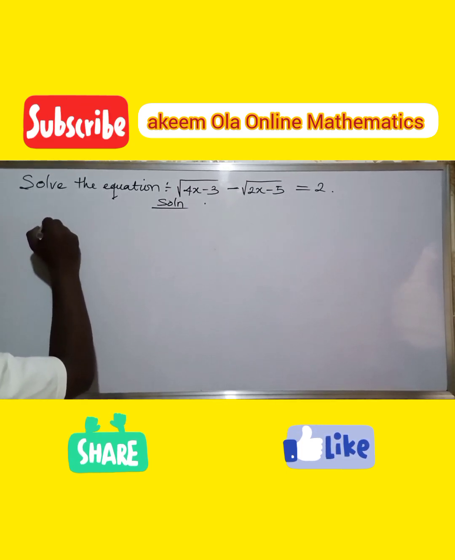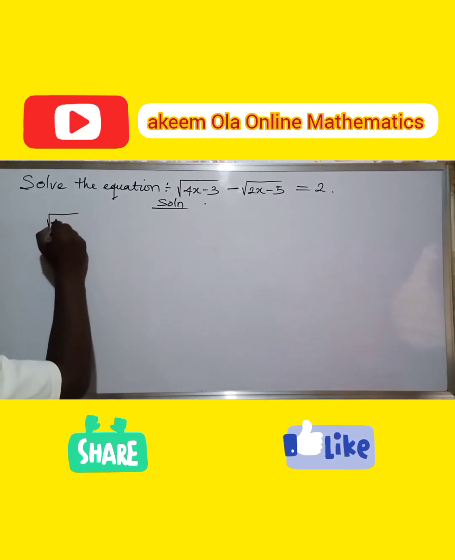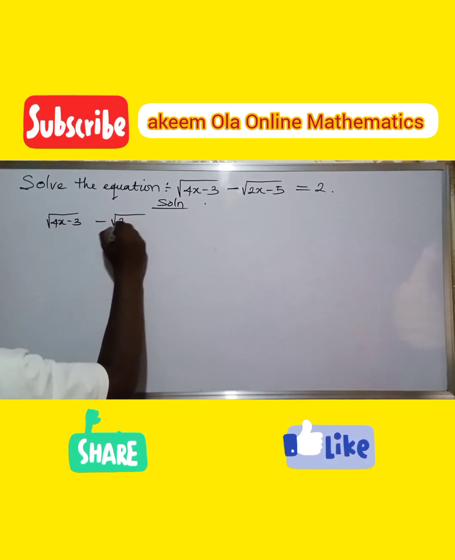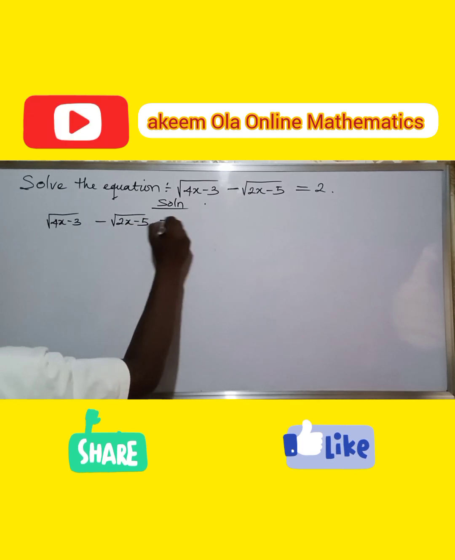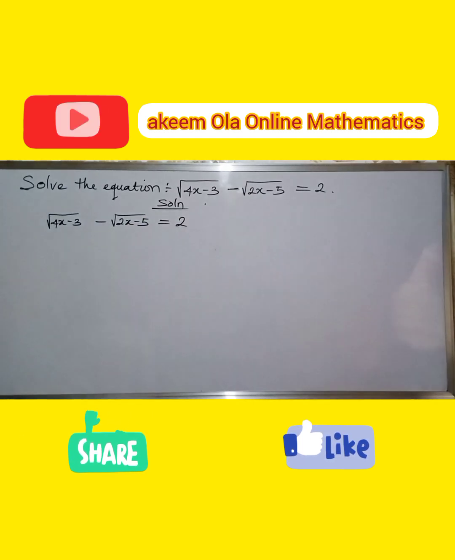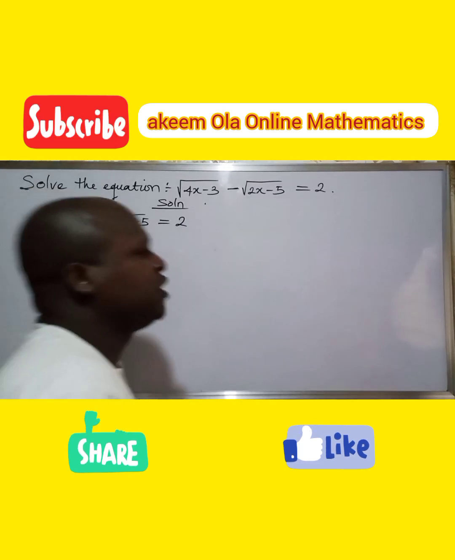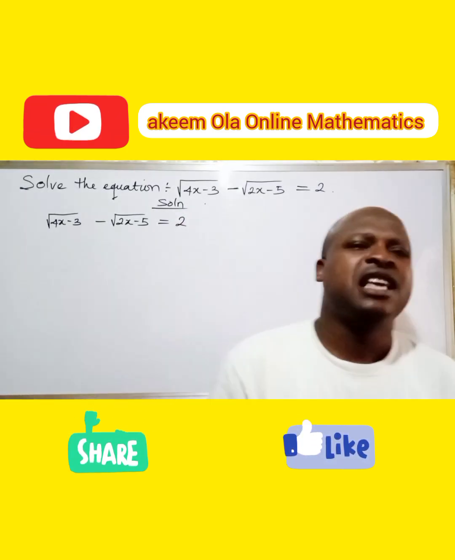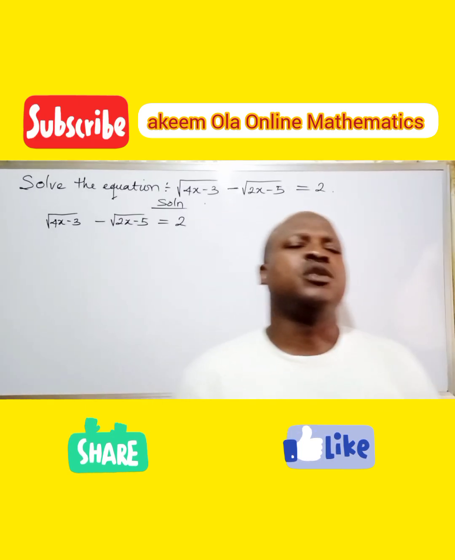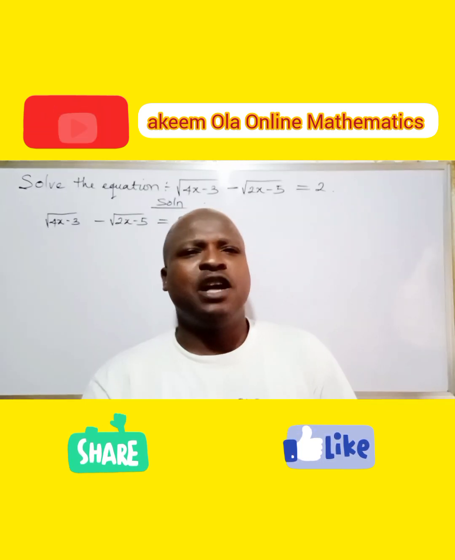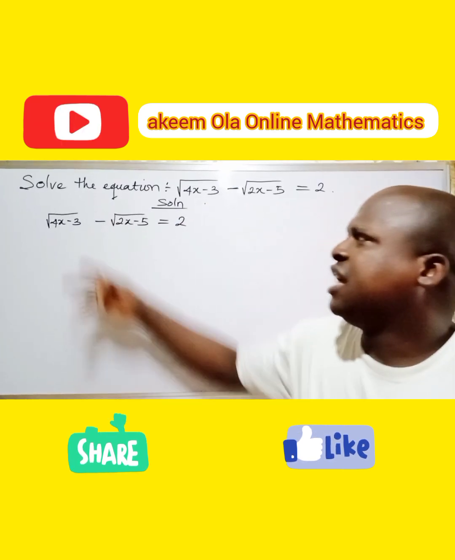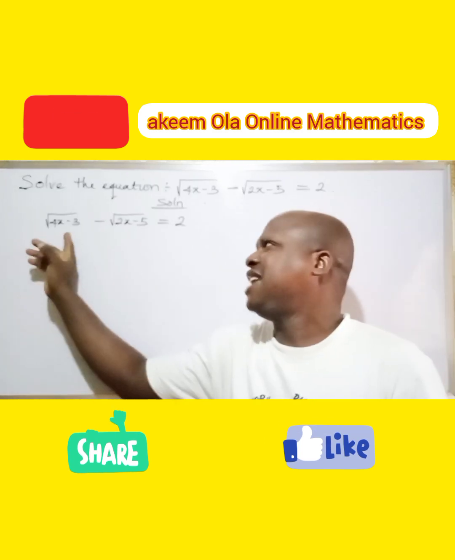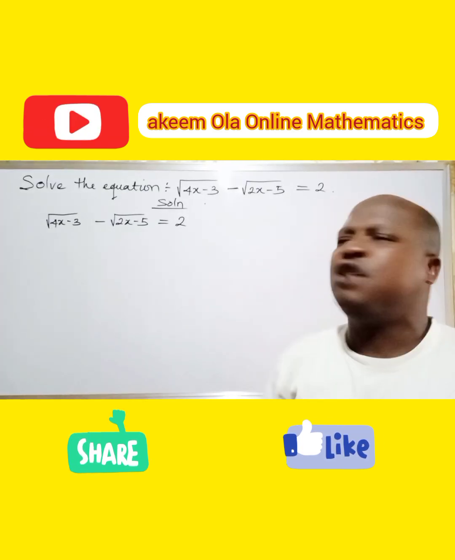We are given root 4x minus 3 minus root 2x minus 5 is equal to 2, and we are asked to solve the equation. Anytime you are asked to solve a particular question, that means there is a letter in that question. They want you to find the value of that particular letter. Looking at this question now, you will observe that the letter in this particular question is x, and we need to find the value of x.